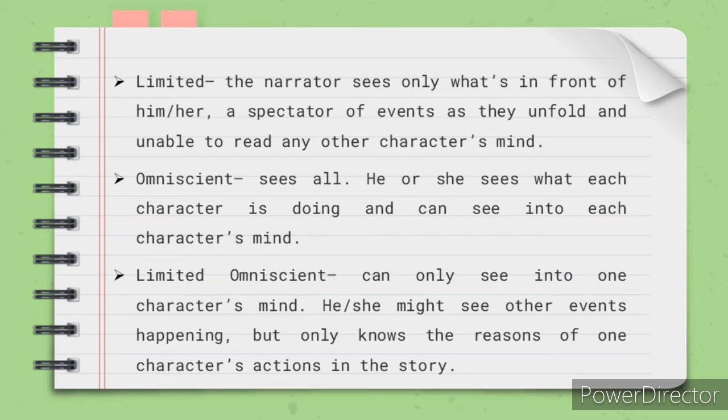Second is the omniscient. An omniscient narrator sees all. He or she sees what each character is doing and can see into each other's character mind. This is common with an external character who is standing above or watching the action below. We also have limited omniscient, wherein the limited omniscient third person can only see into one character's mind. He or she might see other events happening but only knows the reason for one character's action in the story.